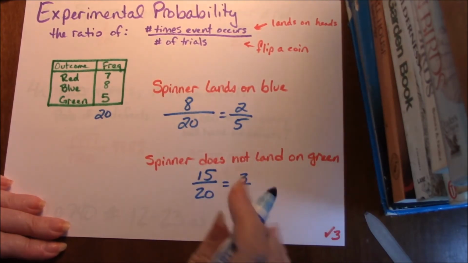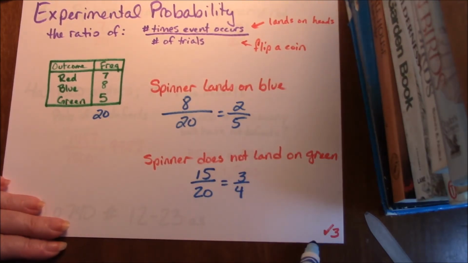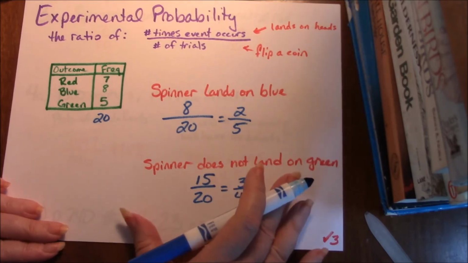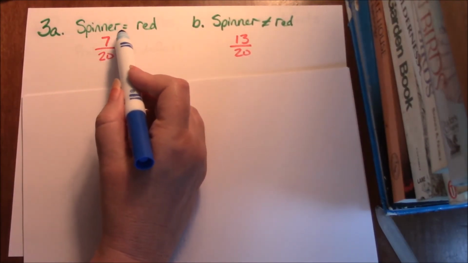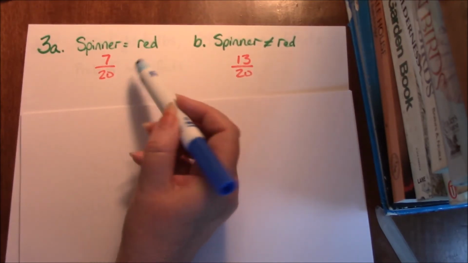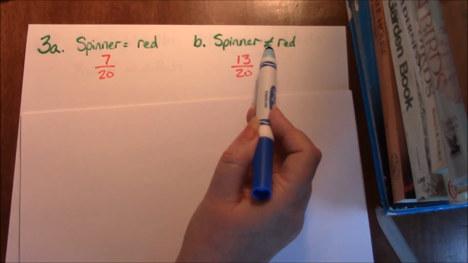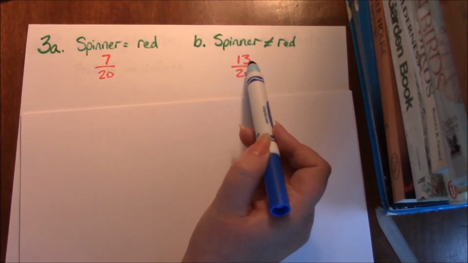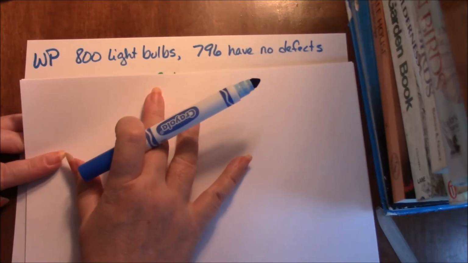Get it? Now that we're actually doing math, I'm going to ask you to pause here and do check it out number 3. Come back when you're done. Check it out number 3A is the experimental probability that a spinner lands on red, and that is 7 times out of 20, and that a spinner does not land on red, that would be the other 13 times out of 20. And then we have word problems.